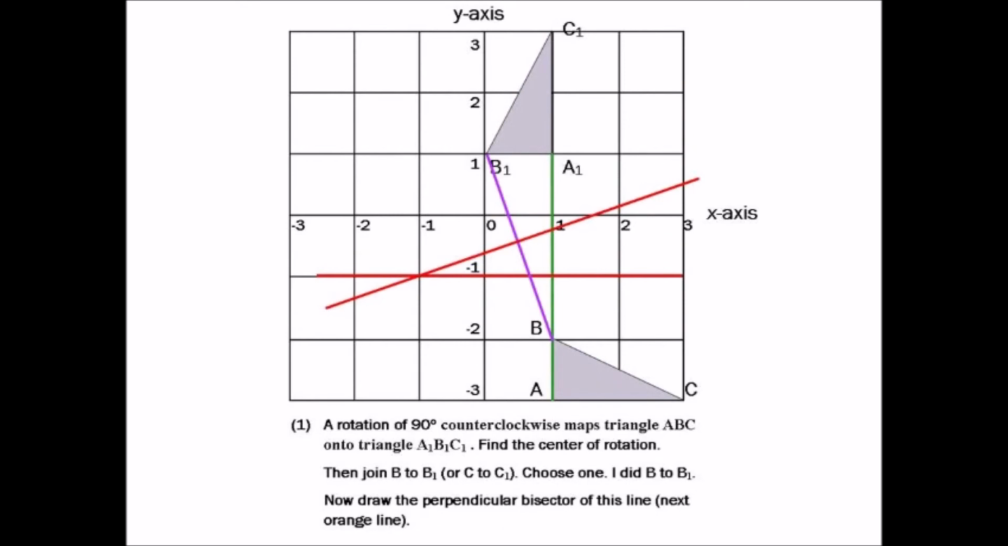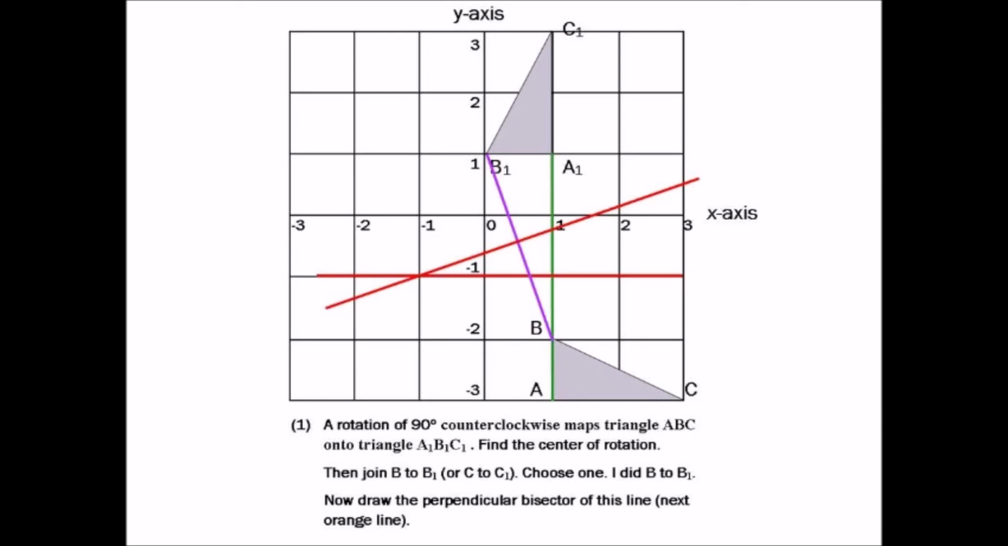You don't have to do 3, just do 2. So now we're going to join B to B1 and then draw the perpendicular bisector of that line. So that's the purple line, B to B1, and then we find the halfway mark and draw the perpendicular bisector straight through, and where the two perpendicular bisectors meet is the center of rotation.